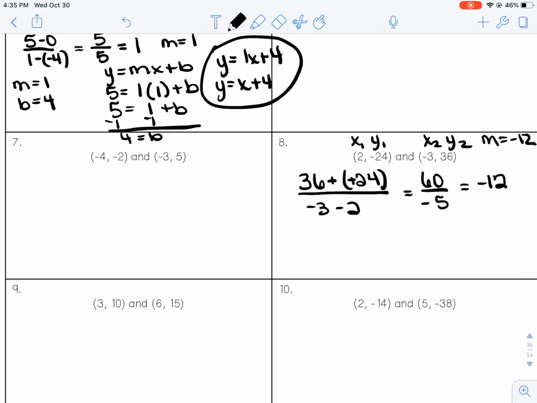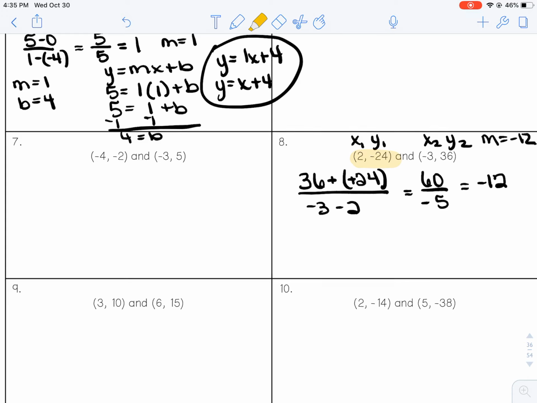All right, so now I'm going to pick a pair, and unfortunately both of the pairs have a negative number in it, so I'm just going to choose the first one because I'm not very creative. Okay, so I'm going to do y equals mx plus b. All right, so y is negative 24, m is a negative 12, we just calculated that, x is 2, plus b.